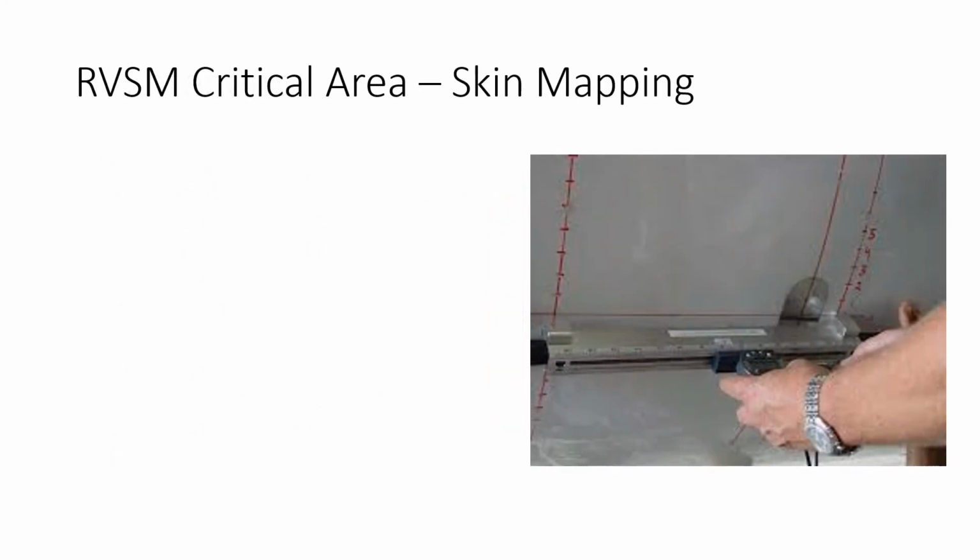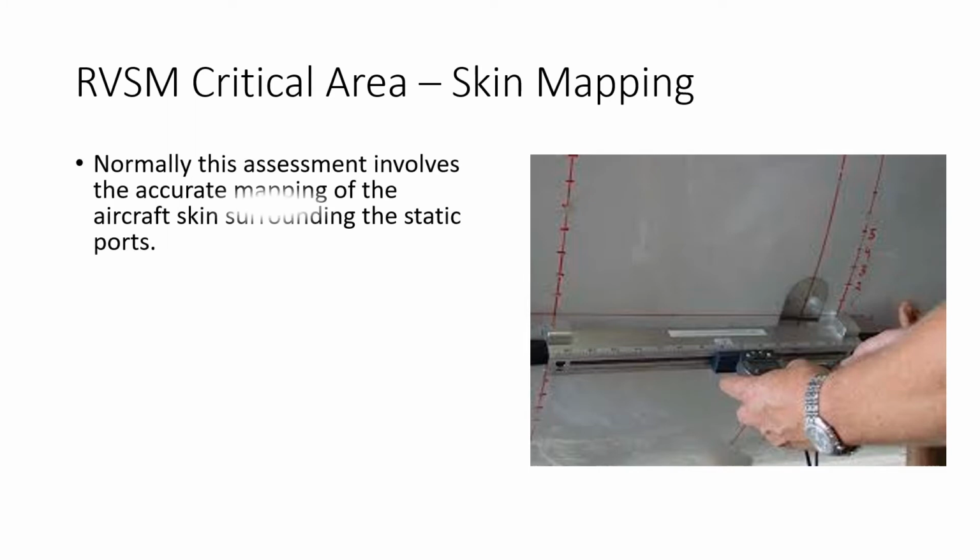So let's take a look at the skin mapping process, or skin waviness test, sometimes it's called. So this involves the accurate mapping of the skin surrounding the static ports or within the skin within the boundary laid out by the manufacturer that's the critical area.